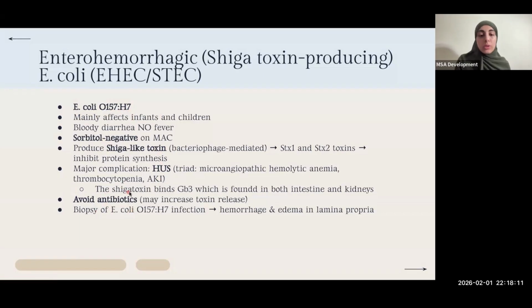Something that you should remember is if you have someone infected with EHEC, you want to avoid the antibiotics, okay? Because the antibiotics may increase toxin release. So, if you have EHEC, do not give antibiotics.